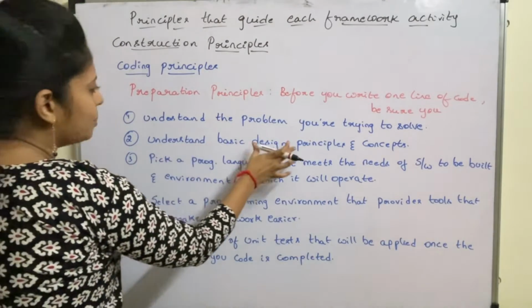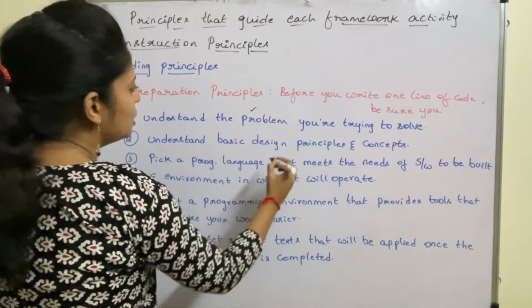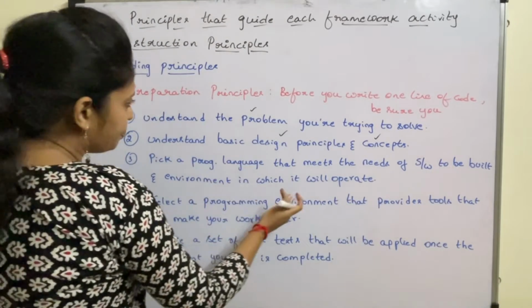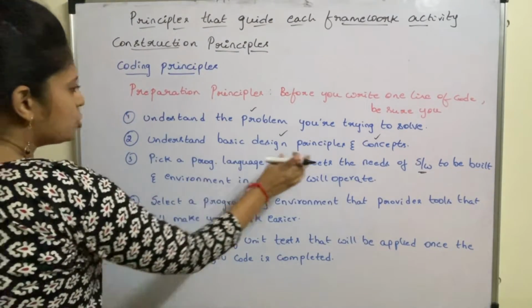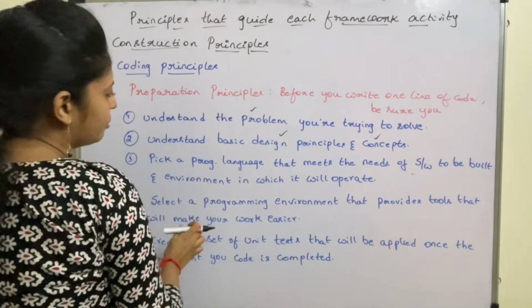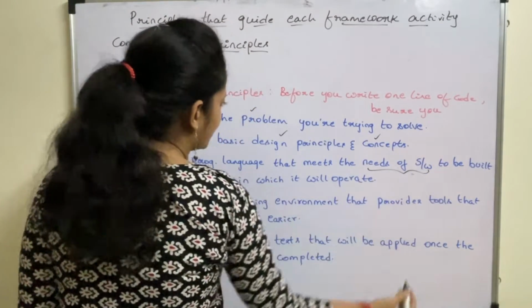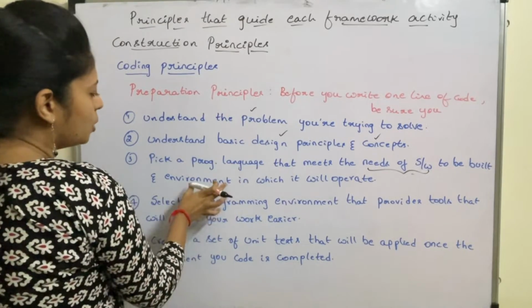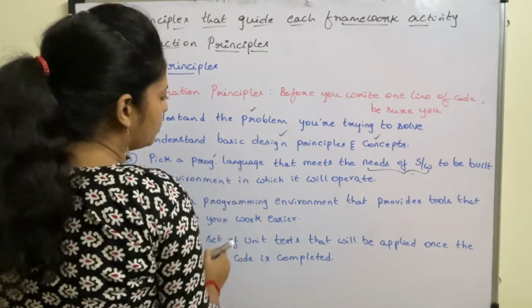After that, understand basic design principles and concepts. So first understand the problem, then understand the design principles and concepts. And then find out the needs of the software to be built. Based on the requirements of the software, you need to pick the programming language. That programming language should meet the needs of the software, and it should also work well in the environment in which it will operate.